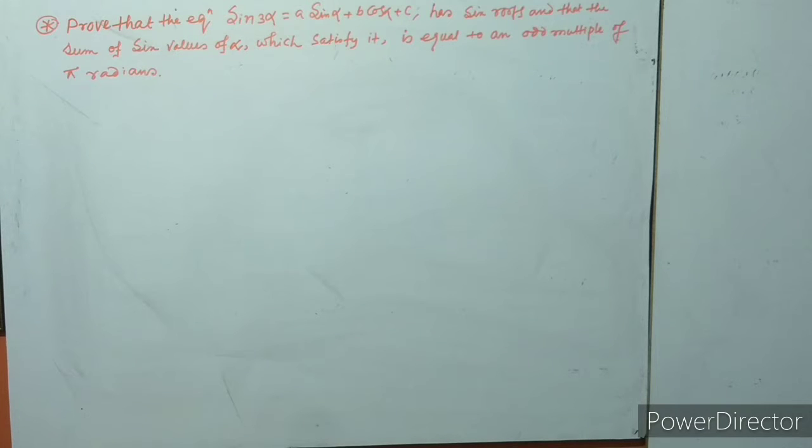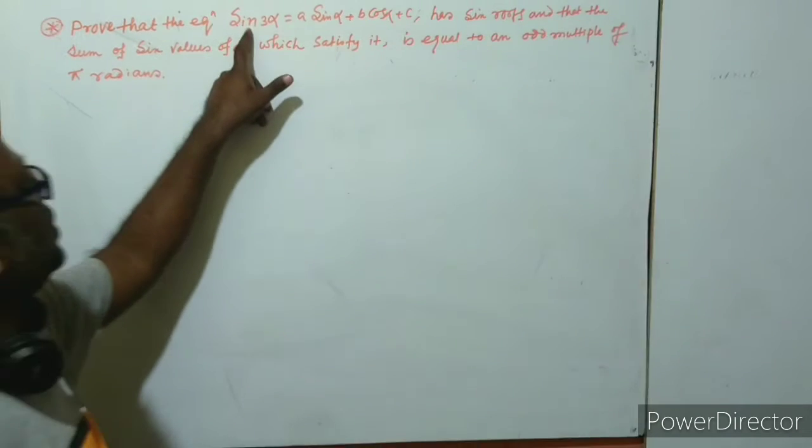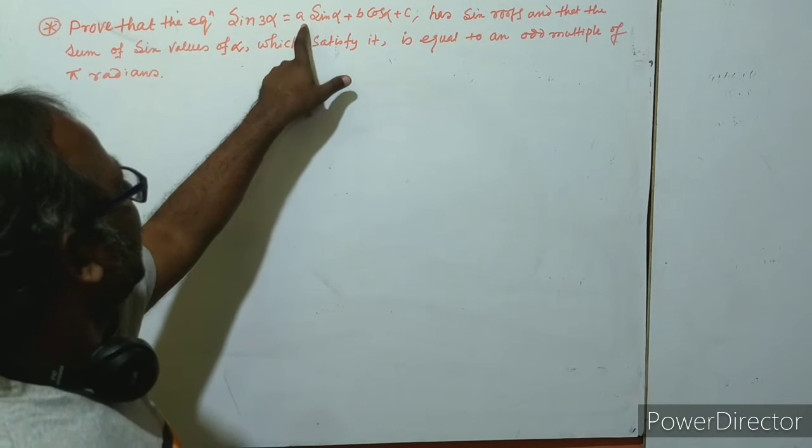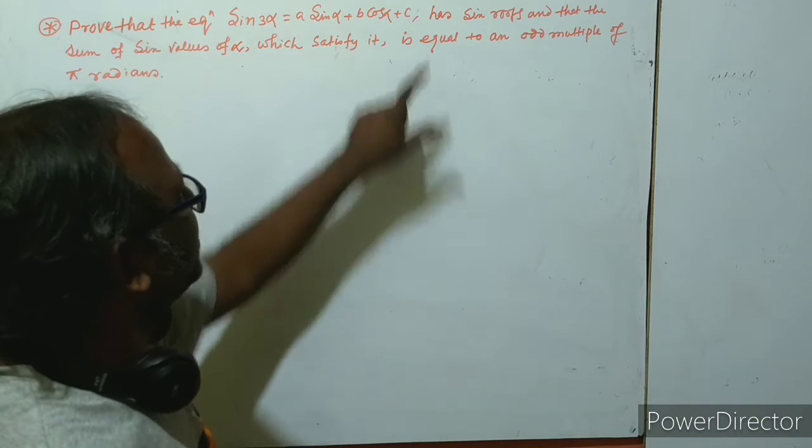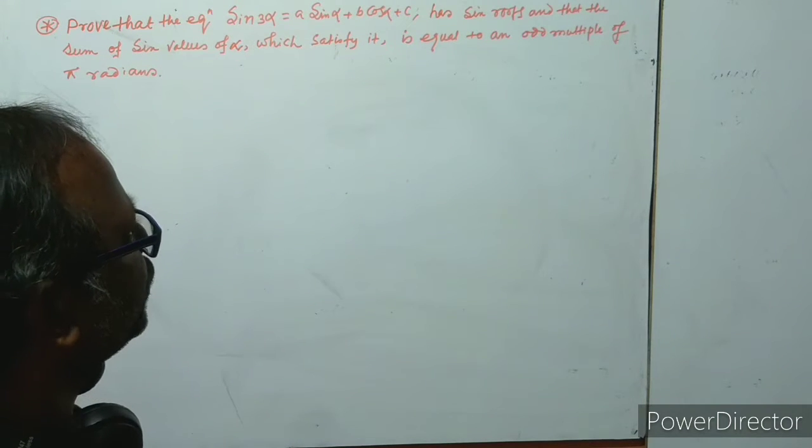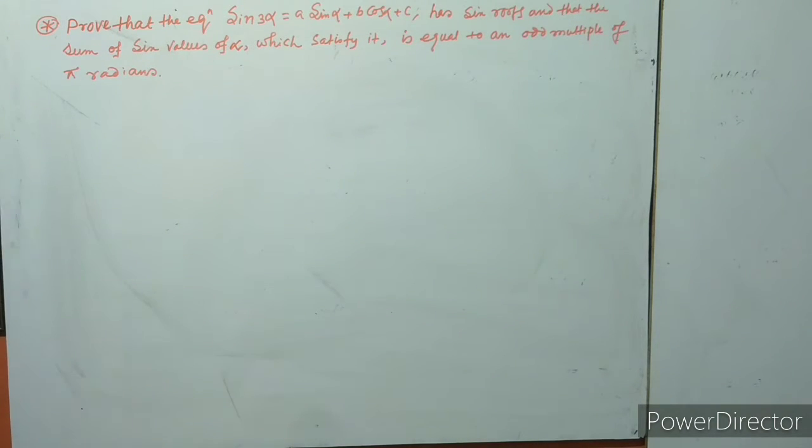This question is related to the theory of equations, and see the question here. Prove that the equation sin 3α = a sin α + b cos α + c has 6 roots, and that the sum of the 6 values of α which satisfy it, the sum of the roots of this equation, are all multiples of π radians.